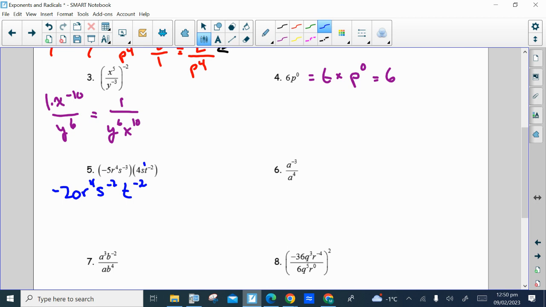Are we done? Why not? Where do you see a negative that we have to deal with? On the s and the t, that's right. The negative 20 coefficient is fine. There's nothing we can do about that, and we don't have to. But yes, all you have to do is just move the s and the t down to the bottom. I showed you earlier today, that's all you have to do, and I showed you why that works. You just move them both to the bottom, and then the exponent signs change from negative to positive. There's the final simplified answer.